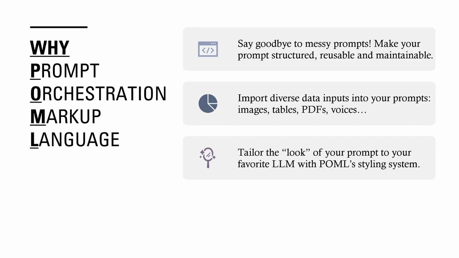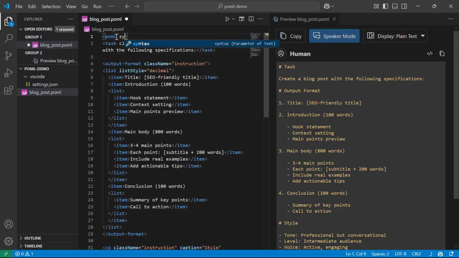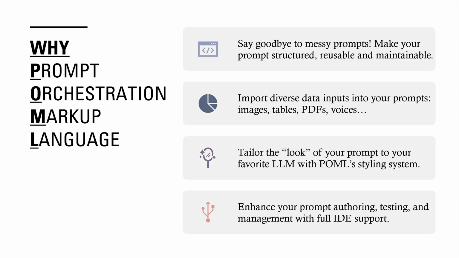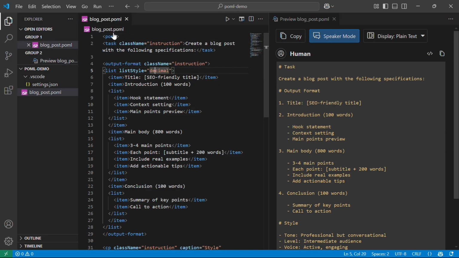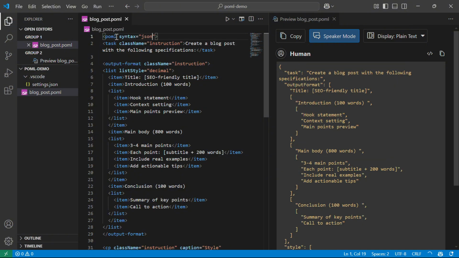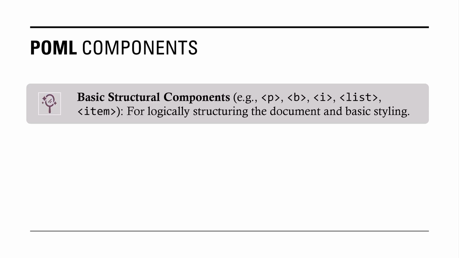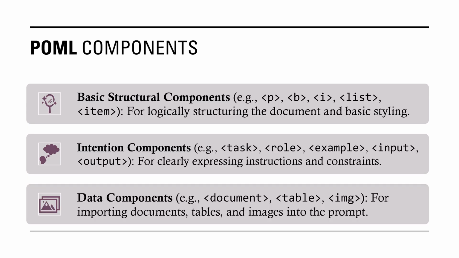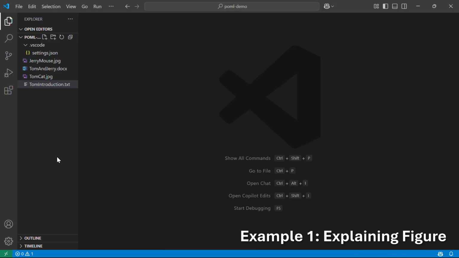It offers flexible styling. You can tailor how the prompt information is presented to the LLM, which can influence the output. And it provides an enhanced workflow with a VS Code extension, letting you write, test, and manage prompts just like code. The core building blocks are components. You have basic ones for logical structure and formatting like paragraphs and lists, intention components to clearly express your intentions like task, role, and example, and you have data components to bring in external data, such as documents, tables, and images.